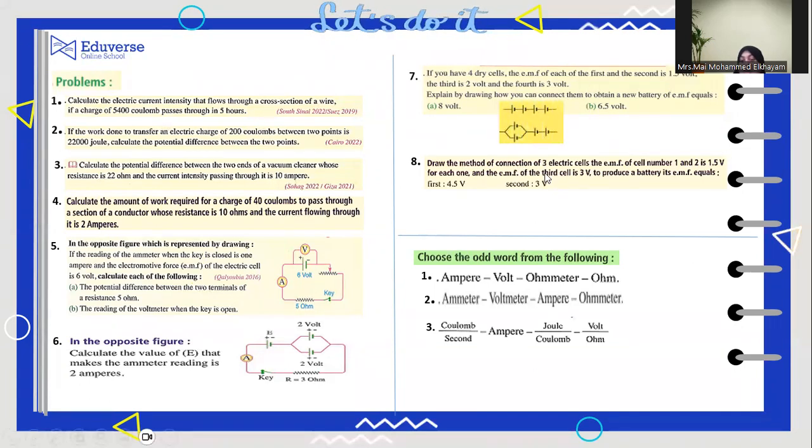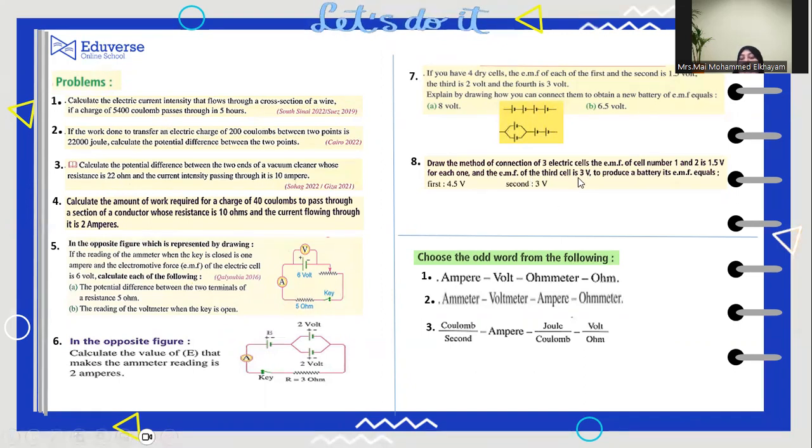Draw the method of connection of 3 electric cells. The electromotive force of cell number 1 and 2 is 1.5 volt for each one. And the electromotive force of the third cell is 3 volt, to produce a battery which is equal to 4.5 volt. Okay, 1.5 plus 1.5, 3. 3 plus 3 equals, what is it? Yeah, 3 plus 3 gives 6 volt. Is this the true connection?